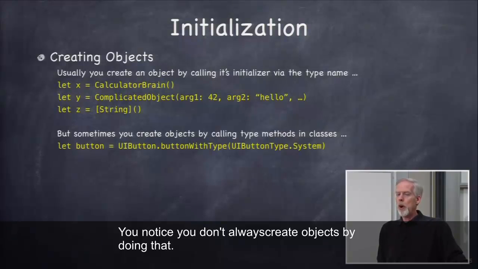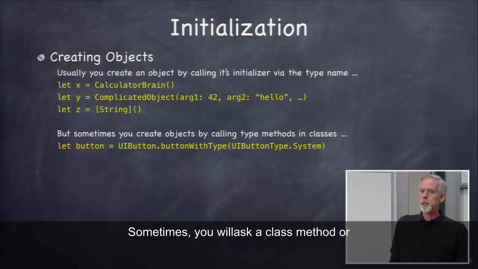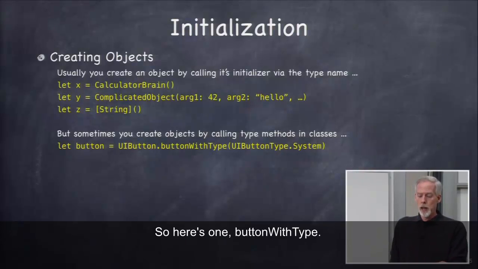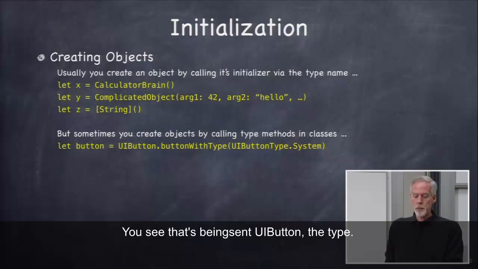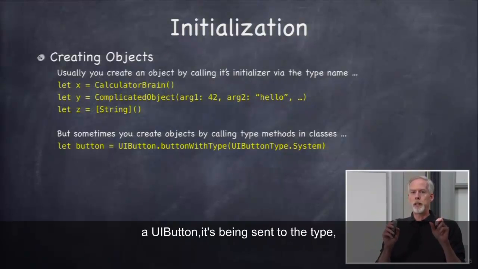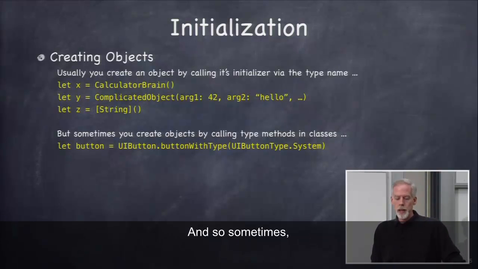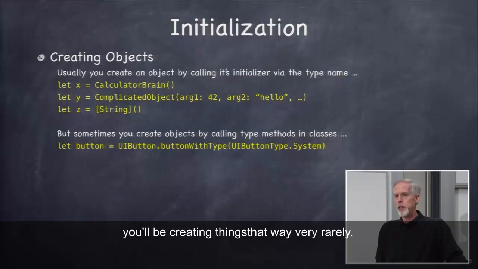You notice you don't always create objects by doing that. Sometimes you will ask a class method or a type method to do it. So here's one, button with type. You see that's being sent to UIButton, the type. Right? It's not being sent to a UIButton. It is being sent to the type, like we talked about before. And so sometimes you'll be creating things that way.